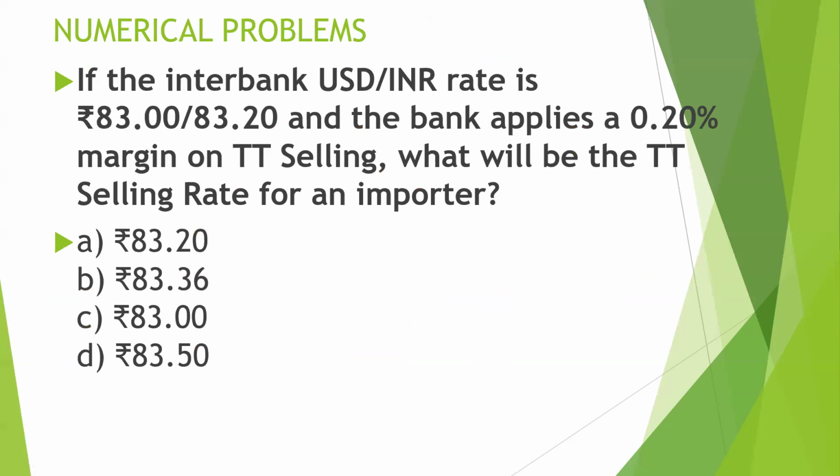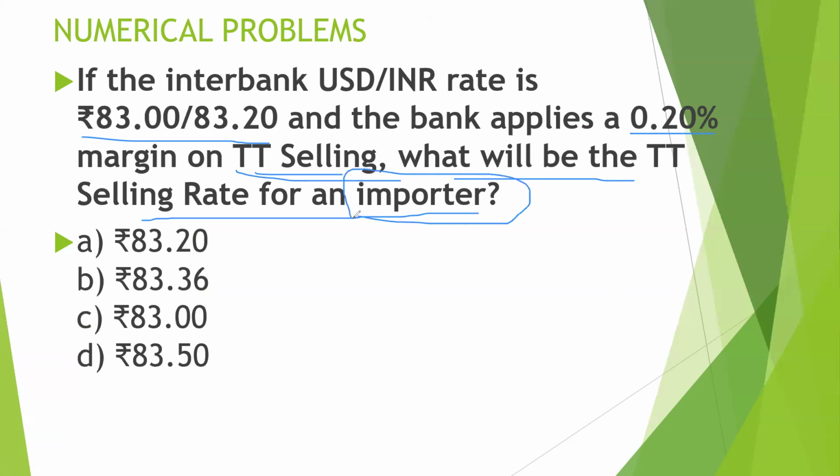So I hope half of the concept is already clear, and now we'll just see some questions. Here, the interbank USD INR rate is 83.00 oblique 83.20. Just now I told you this concept, that the rate will be written like this. And the bank applies a 0.20% margin on TT selling. What will be the TT selling rate for an importer? I already told you that the selling rate is used for an importer.